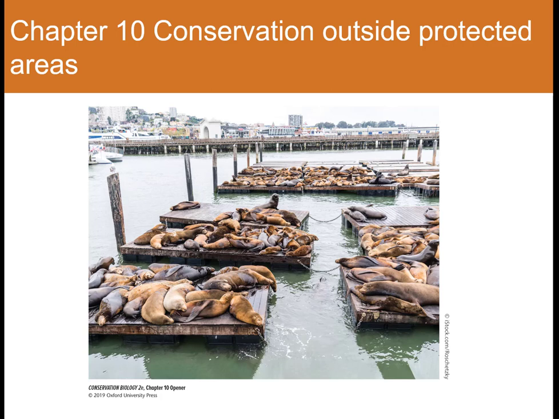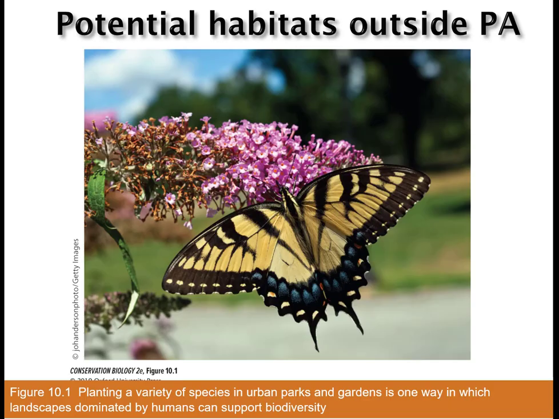All right, we're going to talk about Chapter 10, conservation outside of protected areas. One of the key things about conservation outside of protected areas is to just recognize that we have a lot of potential habitats outside of designated protected areas, national parks, national wildlife refuges, and the likes that we really need for conservation of species, diversity, and ecosystems. Because the vast majority of land on the Earth's surface and waters fall outside of designated protected areas and fall into also that human footprint.